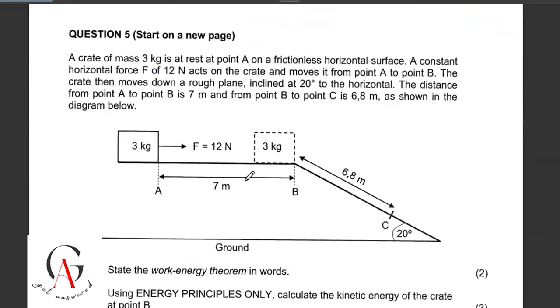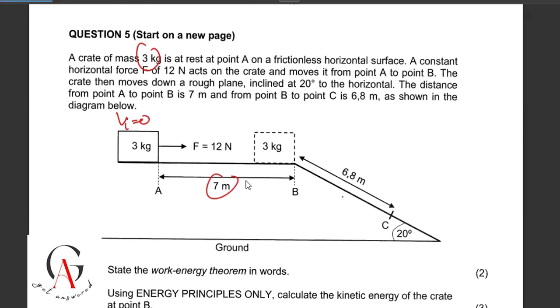All right, then question 5. A crate of mass 3 kg is at rest, so the v initial is 0. Over a frictionless surface, a constant horizontal force acts on the crate and moves it from point A up to point B. And then the crate must move down a rough incline at 20 degrees to the horizontal. The distance is 7 meters.